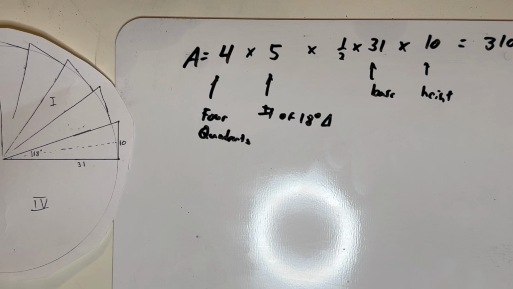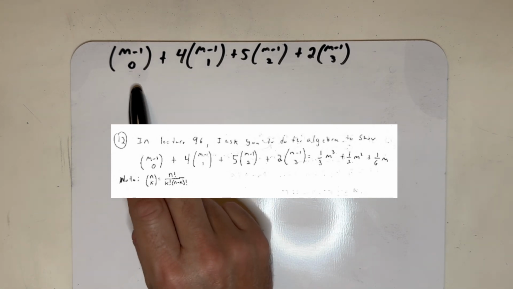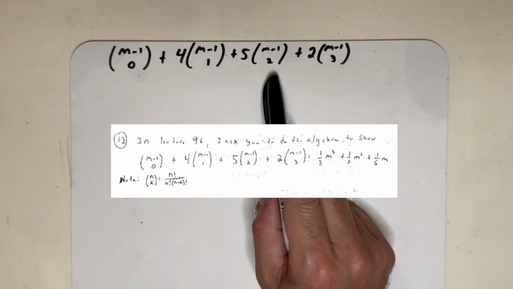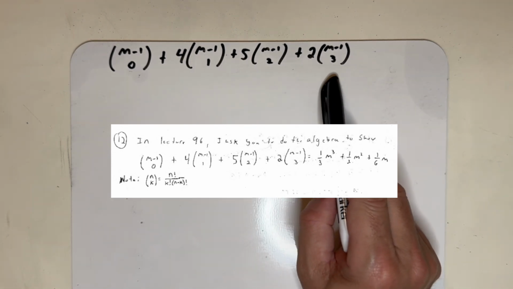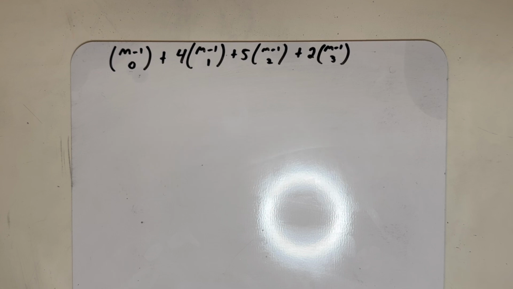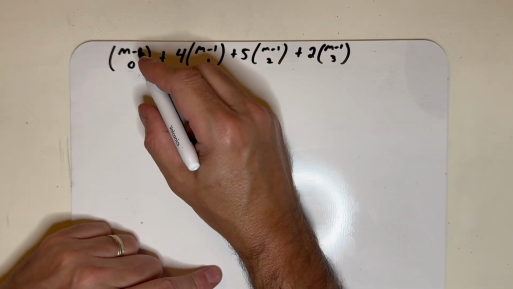Okay, problem number 12. It says, in lecture 96, I asked you to do the algebra to show that m minus 1 choose 0 plus 4 times m minus 1 choose 1 plus 5 times m minus 1 choose 2 plus 2 times m minus 1 choose 3 is equal to 1/3 m cubed plus 1/2 m squared plus 1/6 m. Well, it's really just a lot of algebra, right? I'm not going to do all of it, but m minus 1 choose 0.